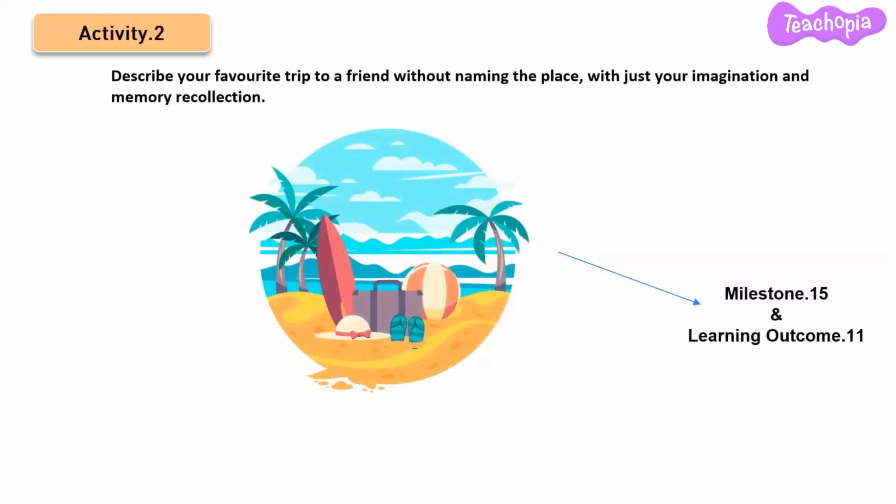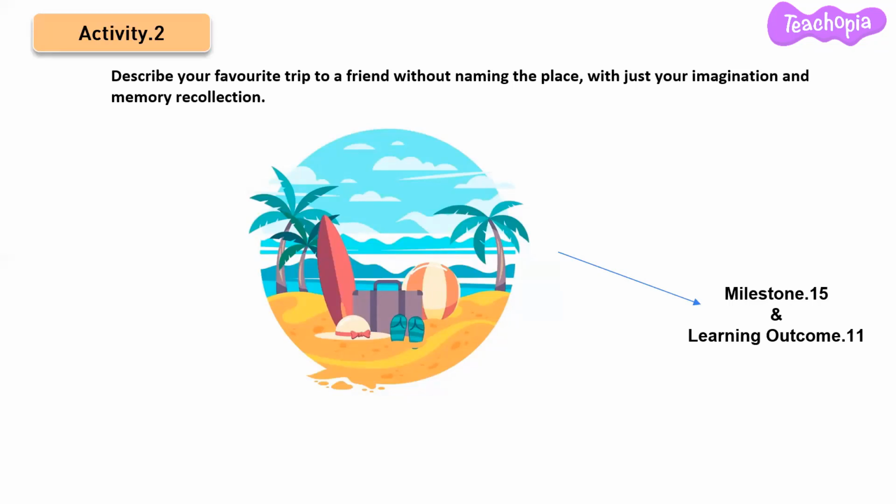And another activity that is based on milestone 15 and again learning outcome 11 is to describe a place and to have the others identify what place it is. What we all connect to is our memories in life of our favorite places. And when we talk about an experience that we really liked, we want to express it in the best way possible so the audience learns how you felt.